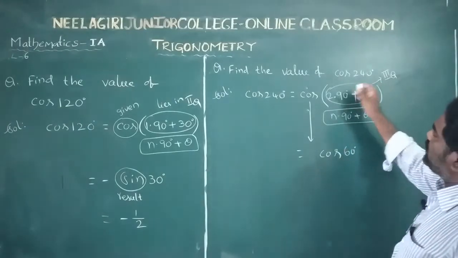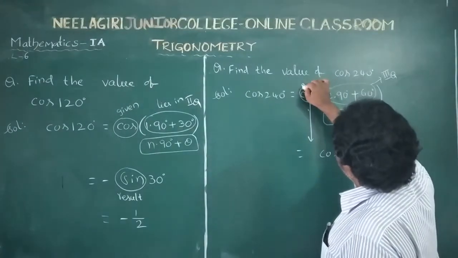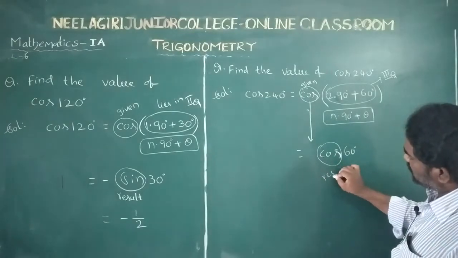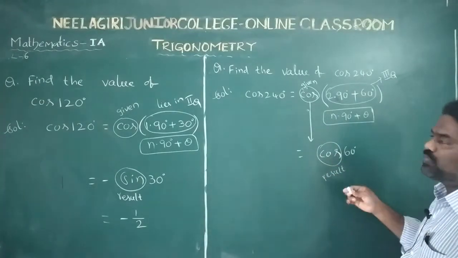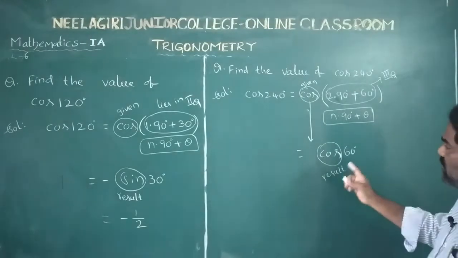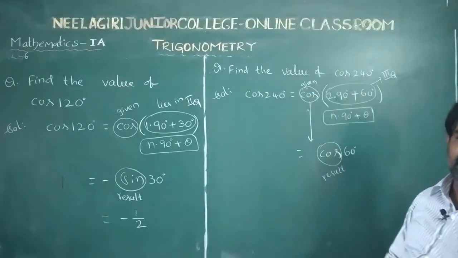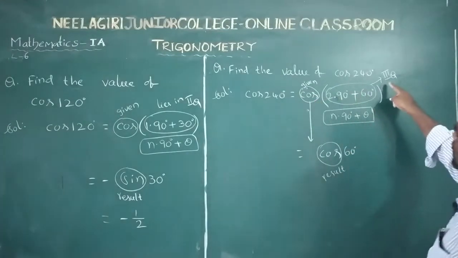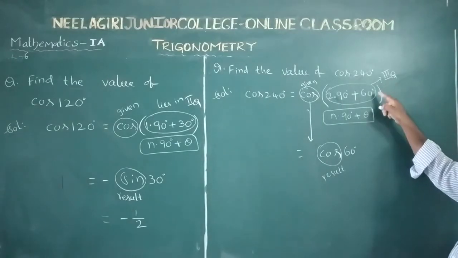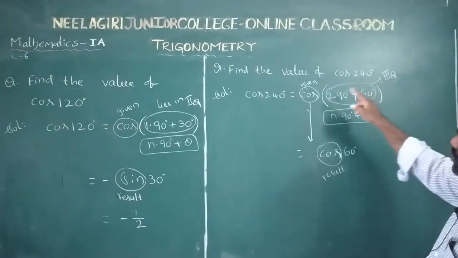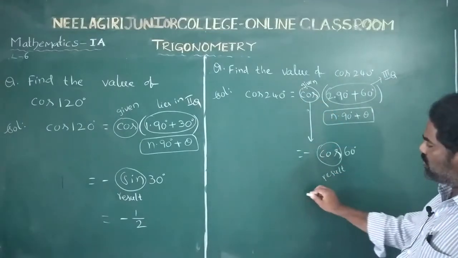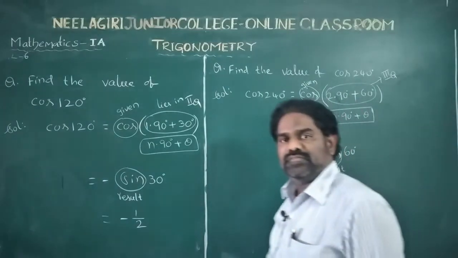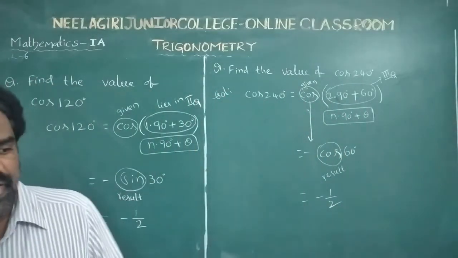In the third quadrant, this is the given function and this is the result function. The result and given are both the same, but we should take the sign of the resulting function depending on the given function. What is the given function? Cos. What is the angle? 60. What is the quadrant? Third quadrant. In the third quadrant, the cos function is negative. So minus cos 60 will come as minus 1 by 2. Understand?